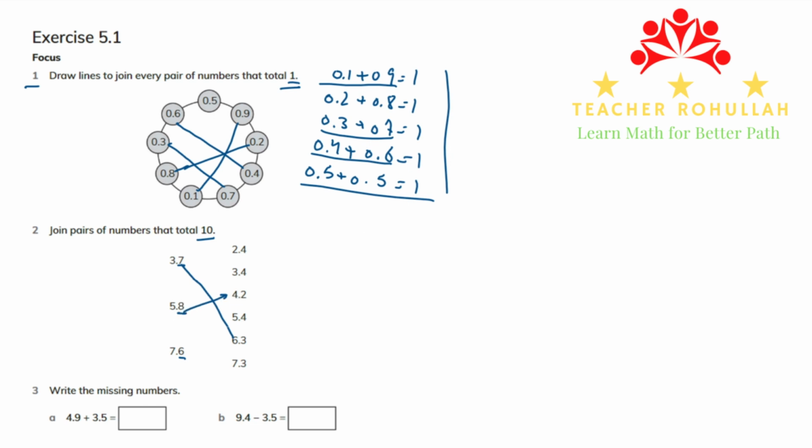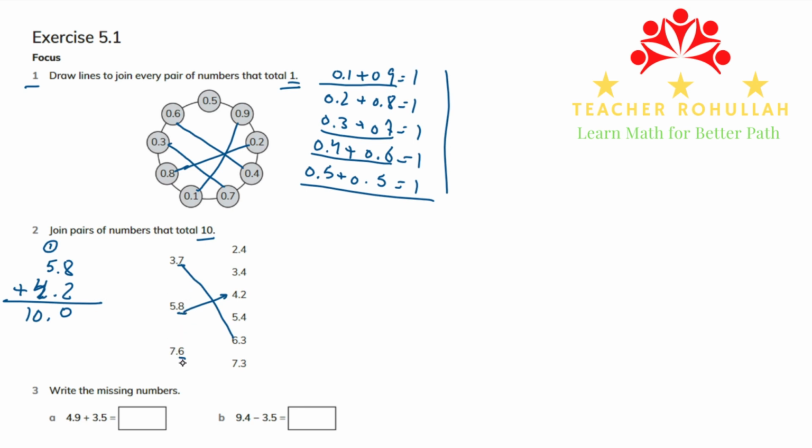And let me show it here, 5.8 plus 4.2. So 8 plus 2 is 10. We write 0 here and carry 1 above the ones place. 5 plus 4 is 9, and 9 plus 1 is 10. You see that this gives us 10.